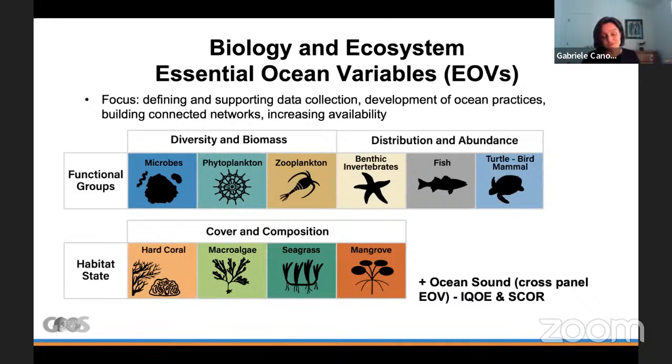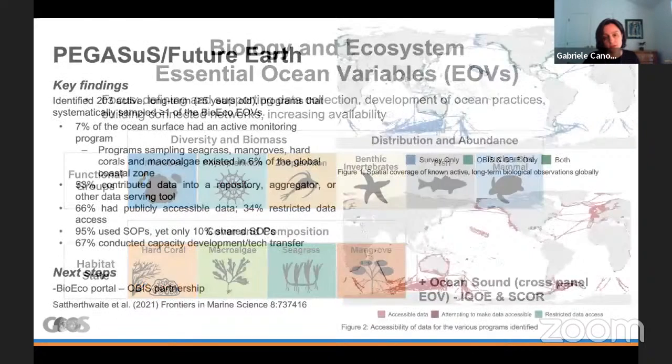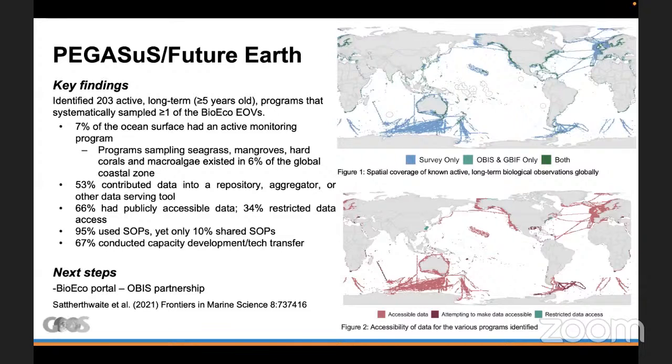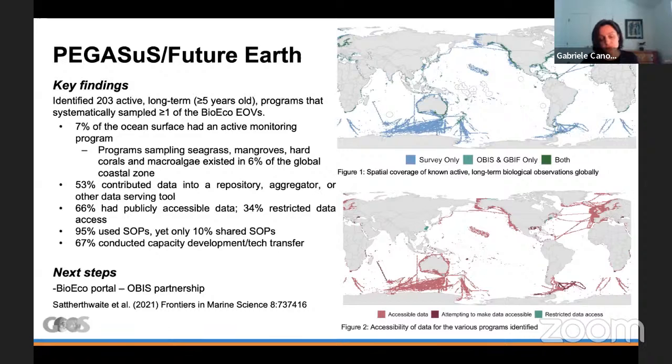So those are just a few examples. Like I said, that is not an exhaustive representation, but why is a focused effort on which biology and ecosystem variables to collect, what methods to use, and how to handle and share the data so needed? Next slide, please. In 2019, with funding from the Pegasus Program for Early Stage Grants Advancing Sustainability Science, Bioeco Panel members and partners developed an inventory and a gap analysis of active long-term, and in that case, long-term is defined as 5 or more years old, marine biodiversity observing programs globally to better understand who's collecting in situ long-term marine biological data, whether the data are accessible and interoperable, and where the data are going if, in fact, they are reusable.